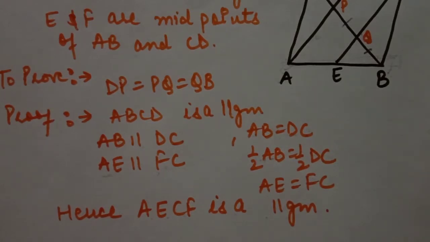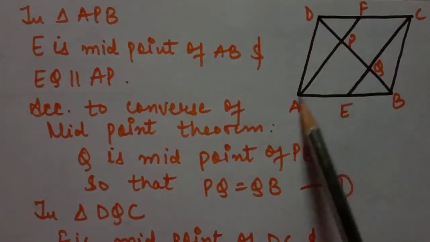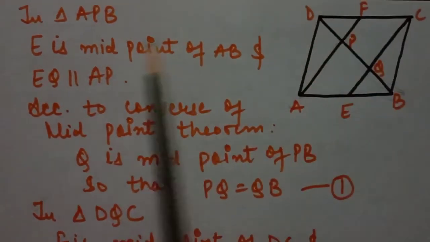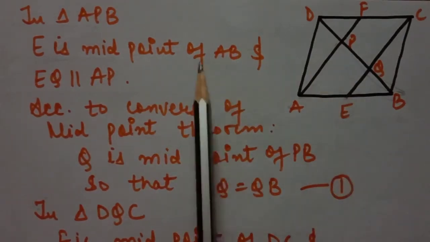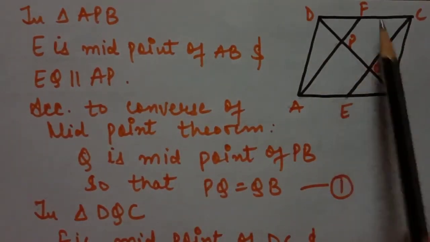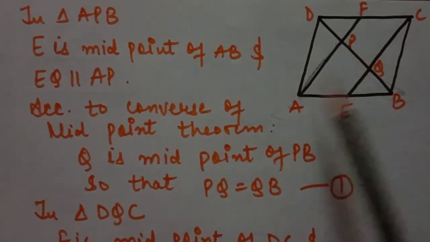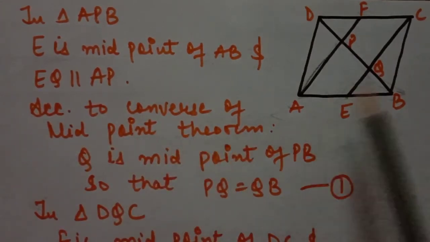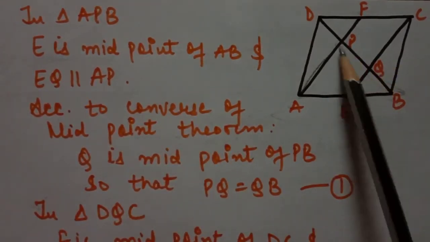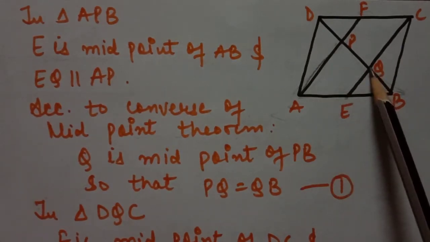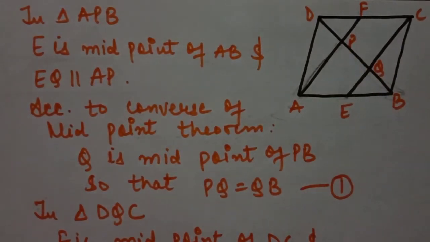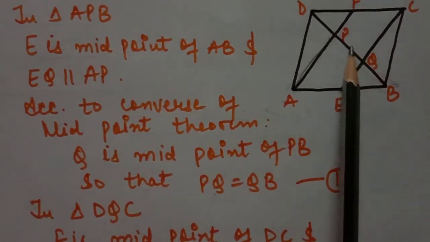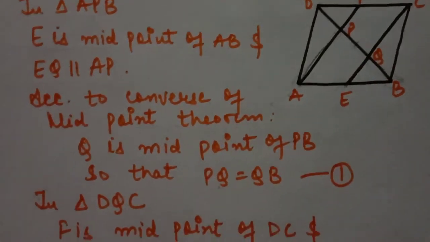So students, now in triangle APB, E is the midpoint of AB. It is given. E is the midpoint of AB, and now because it is a parallelogram, EQ is parallel to AP. According to the converse of midpoint theorem, if E is the midpoint and EQ is parallel to AP, then Q is the midpoint of PB. So if Q is the midpoint, then PQ is equal to QB.